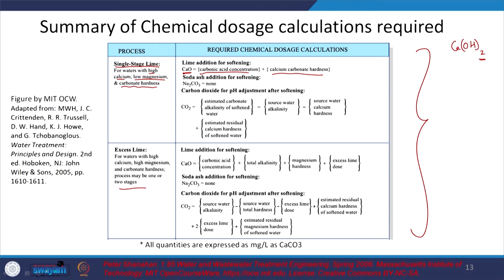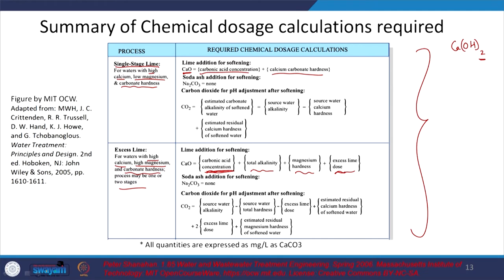Here we are trying to treat waters with high calcium, high magnesium and enough carbonate hardness, but not a lot. So how much lime are we adding? We are adding enough to remove the relevant H2CO3 or carbon dioxide concentration, then the alkalinity, I guess, to increase the pH, and magnesium hardness and excess lime dose. So that's something to keep in mind.